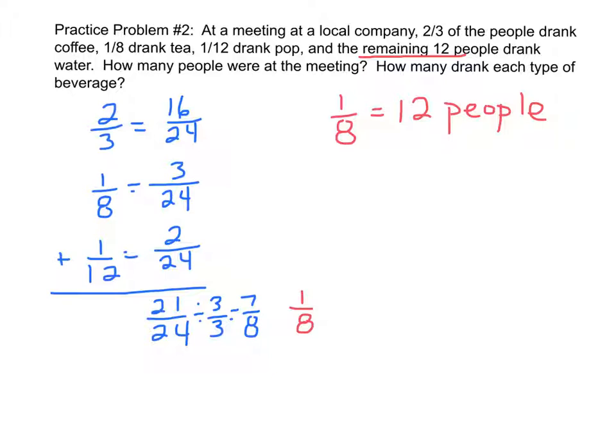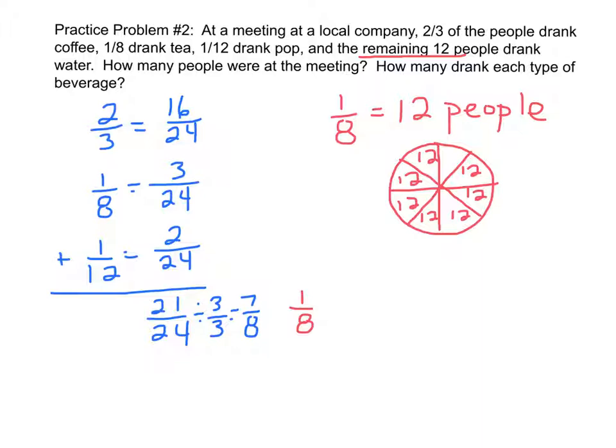Well, if 1/8 is equal to 12 people, I just want to draw a little picture here to represent this. If I took this circle and divided it up into 8 equal pieces, every eighth of this is equal to 12 people. So I could put 12 in here, but this would also tell me how many total people are in the company. I need to multiply 12 times 8 to get the total number of people in the company. So there must be 96 people in the company at this particular meeting, which gives me the answer to the very first question, how many people were at the meeting?